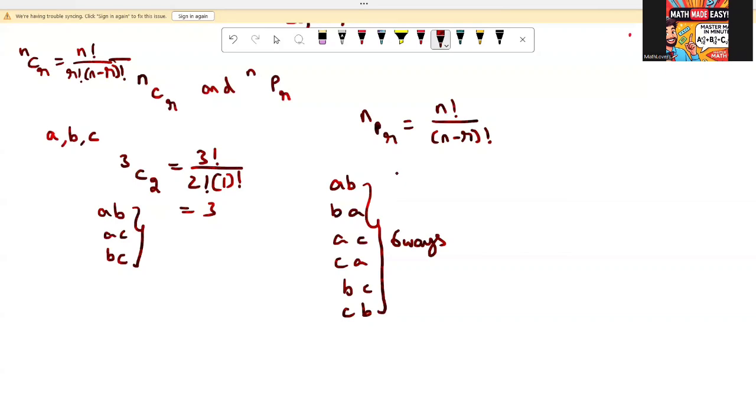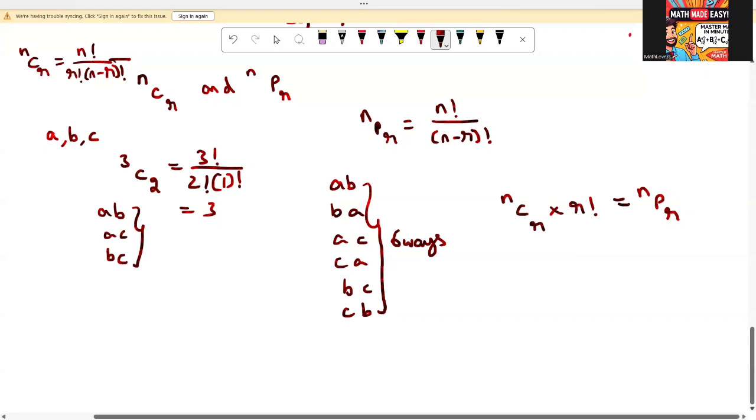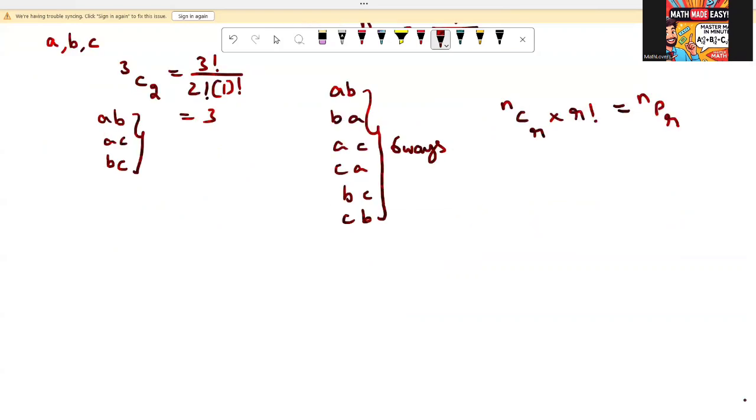Look at the relationship and the definition. When I multiply our nCr formula by r factorial, I'll get nPr. So that is the relationship: the nCr formula multiplied by r factorial is going to give us nPr. So next we'll discuss the linear relationship.